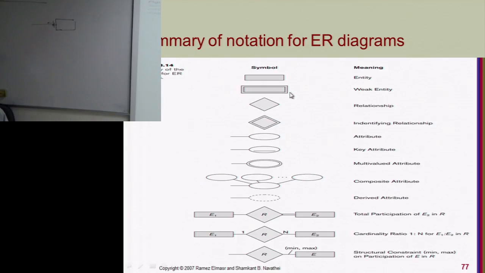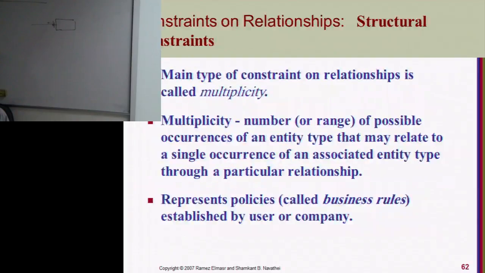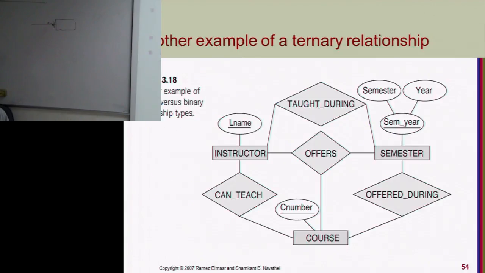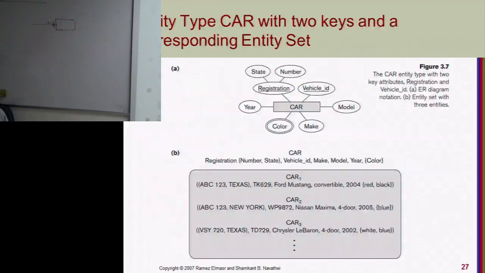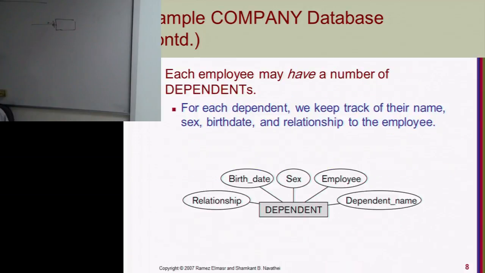What's the double diamond? The double diamond and the double-edged box are for weak entities. We did not discuss weak entities. A weak entity is an entity that does not stand for itself. Let me show you an example. The dependent. Let's go back to the beginning. A dependent.